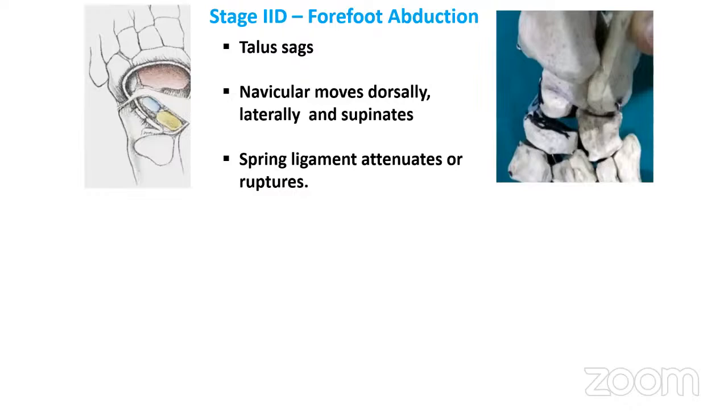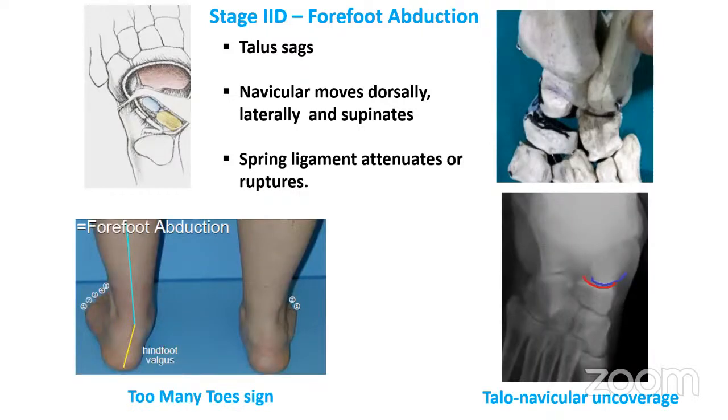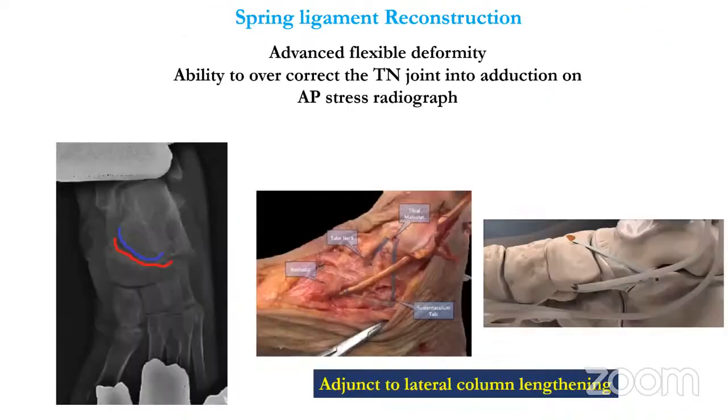The talus is already sagged in these cases, the navicular is moved dorsally, and the spring ligament is attenuating or rupturing. So that's the comonitous sign which I am referring to. The talonavicular is already uncovered. And in these cases, we should think of something like performing a lateral column lengthening.